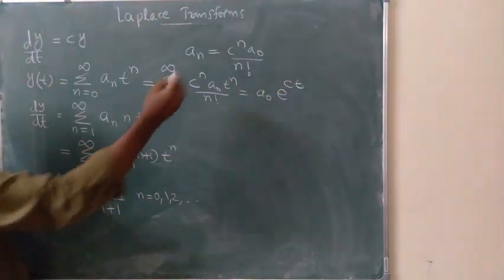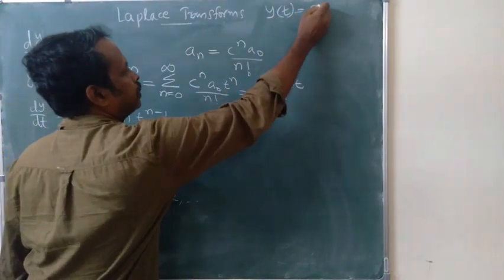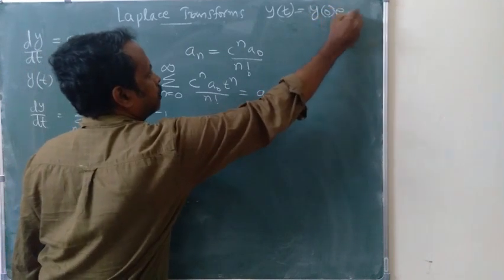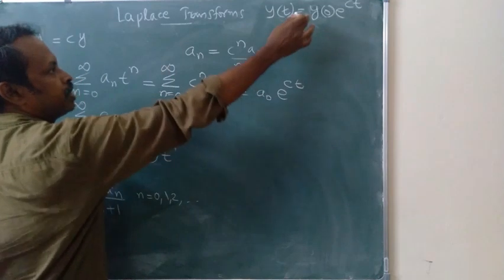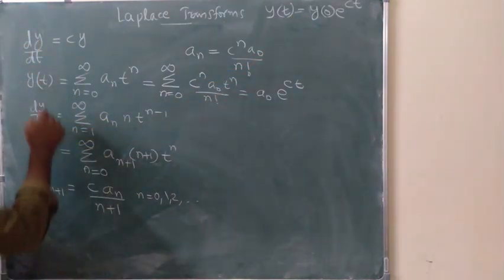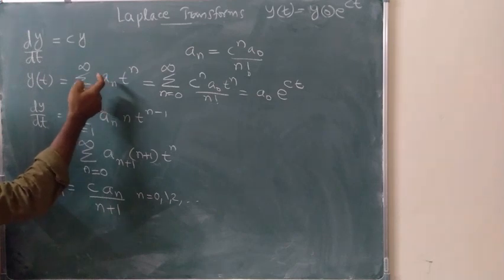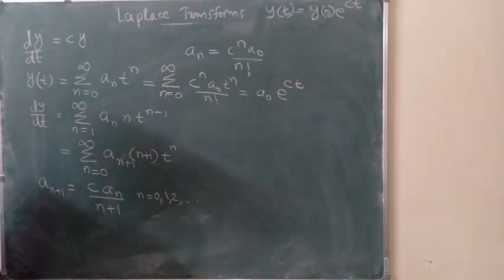So thus we have the solution of this differential equation as y(t) equal to y(0) e^(ct), where a_0 is equal to y(0). Because if you substitute t equal to 0 here, then a_0 is the only term that will not vanish on the RHS. So y(0) is equal to a_0.